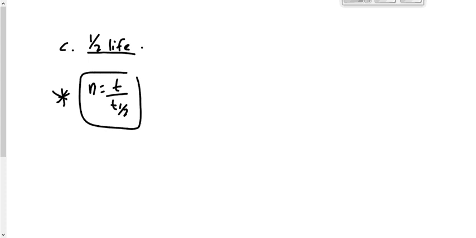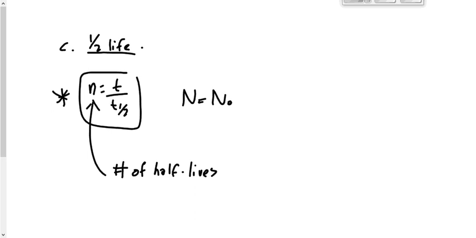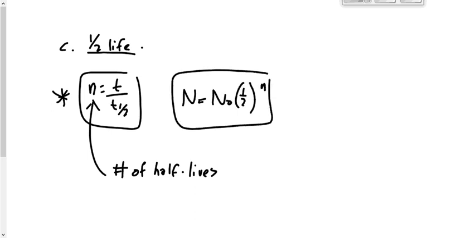Half-life. 2 equations. This one's not on your data sheet. So we'll star that one. N stands for the number of half-lives. That's important because we absolutely need that number if we're going to use the other equation. N is equal to n sub 0, 1/2 to the little n. So what happens a lot is that we have to solve for little n using the first equation and then solve for big N or big N0 using the second equation.